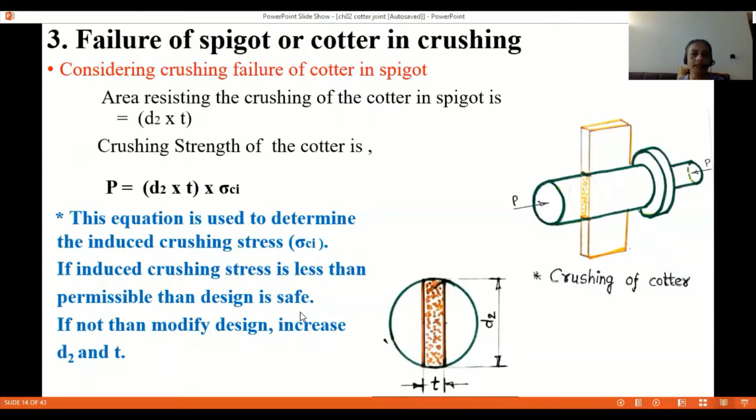When the design becomes unsafe, we can't leave it as it is. We have to modify our design. So to make our design strong, we need to increase the parameters, that is the diameter of the spigot and the thickness of the quarter.